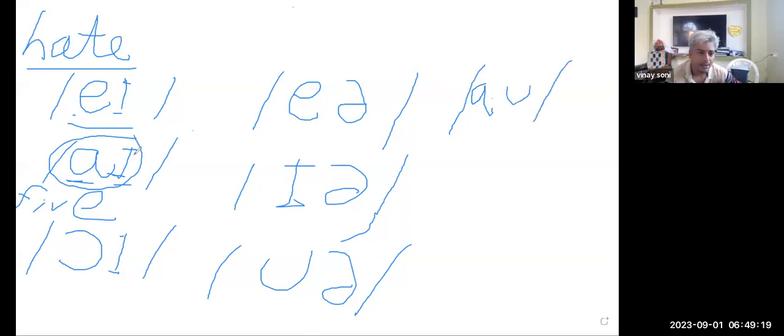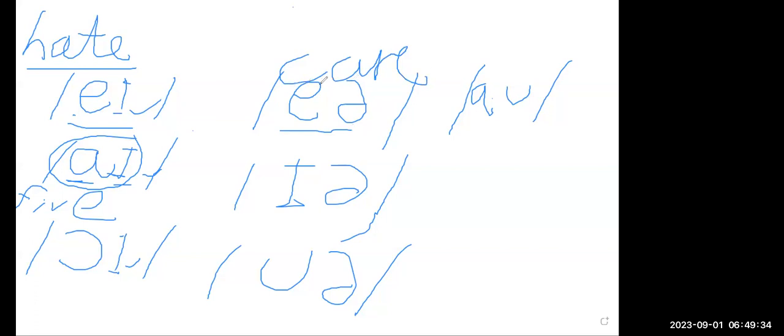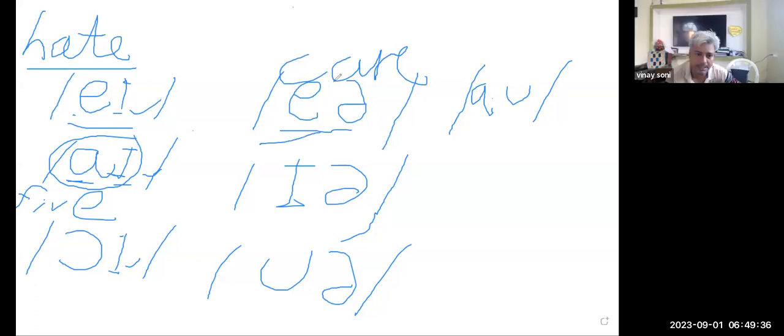Notice, three end with the E sound. And this is C-A-R-E. How do you read this word? Care. Care, right? You start with the A sound. Care. End with this E sound. Care. Now tell me, F-E-A-R, how do you read this word?